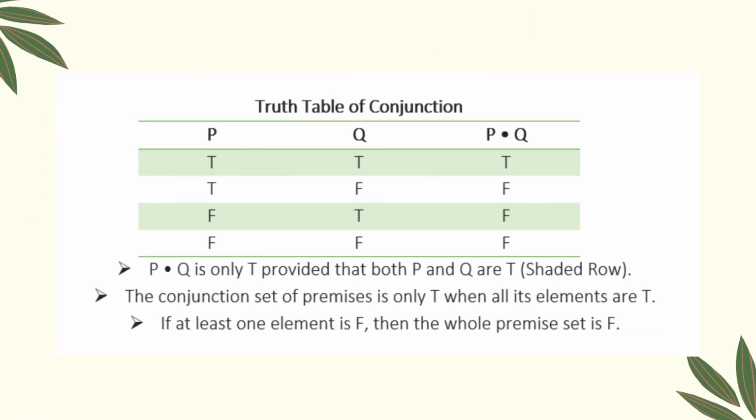From the truth table of conjunction, we can say that P and Q is only true provided that both P and Q are true. The conjunction set of premises is only true when all its elements are true. If at least one element is false, then the whole premise set is false.